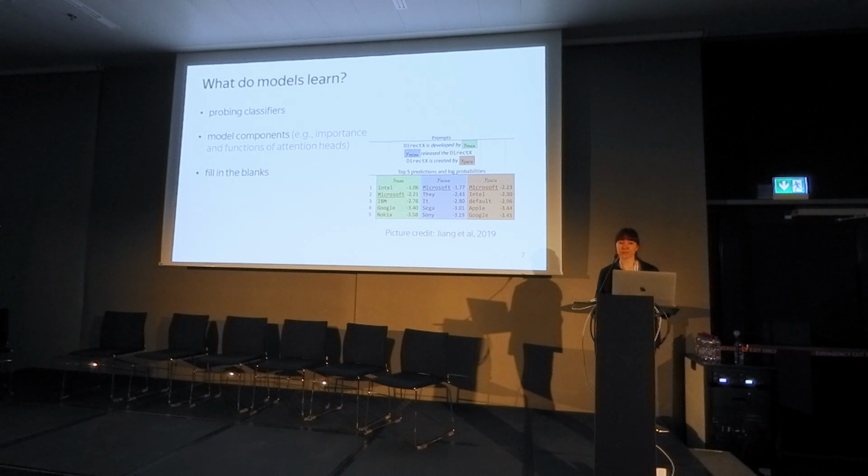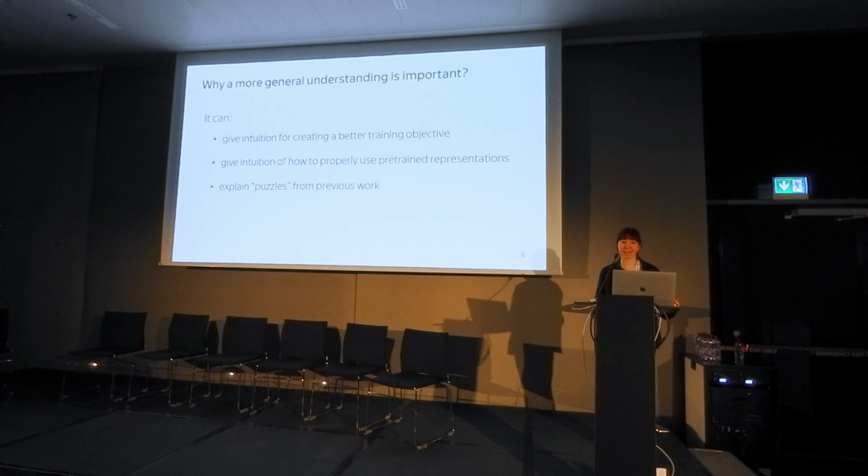What I want to do is to explain more generally why different behaviors for different models are observed, and to characterize how a training objective defines information flow in the models. This is important because it can give intuition for creating better training objectives, and intuition of how to properly use pre-trained representations. For example, do we have to take the last layer of BERT or somewhere in the middle, or is the best layer the same for different applications, and so on and so forth.